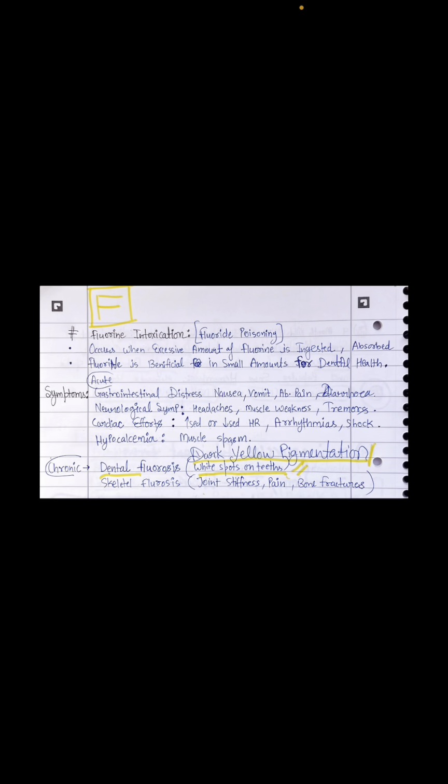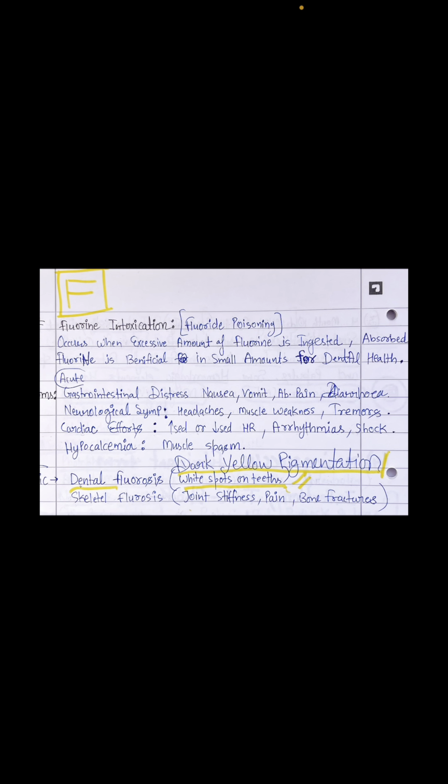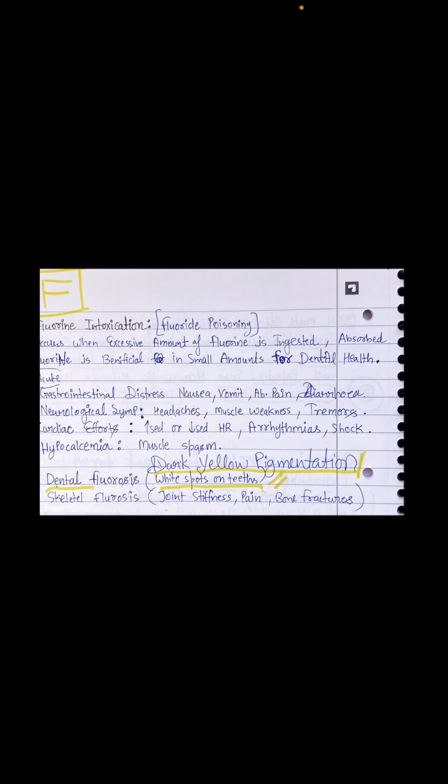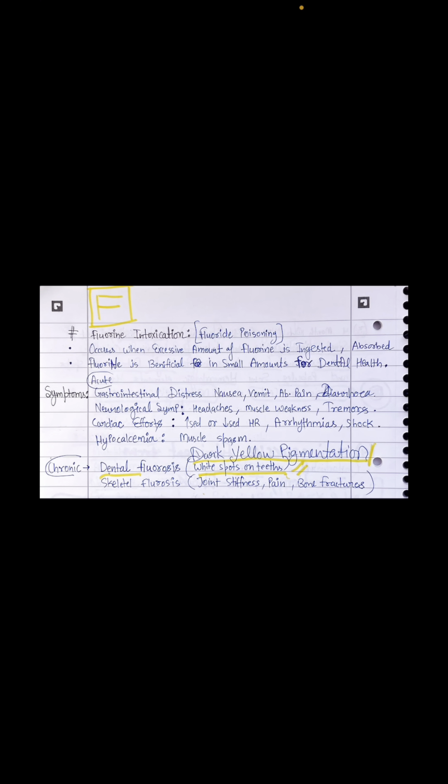So first of all, let's talk about fluorine intoxication, also known as fluoride poisoning. Fluoride poisoning occurs when an excessive amount of fluorine is ingested or absorbed. Fluorine is beneficial in small amounts for dental health, but it causes poisoning and problems with the teeth when it is in low amounts as well as in high amounts.